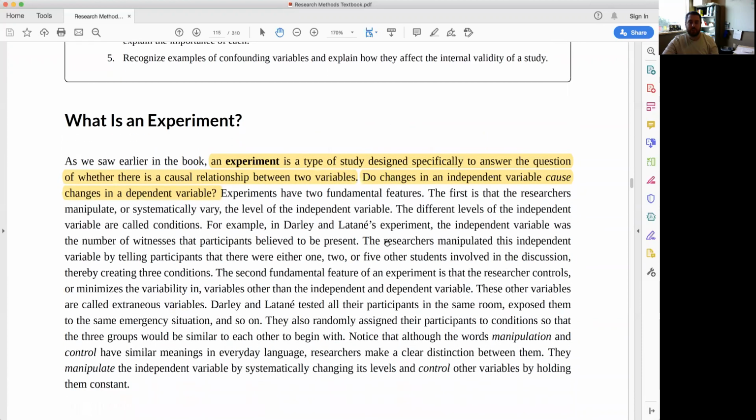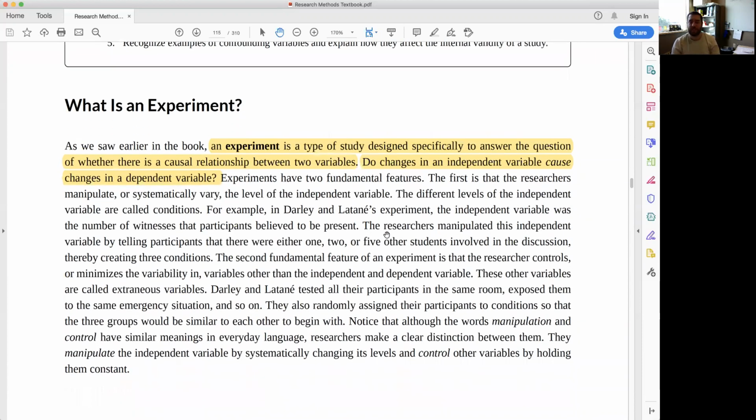So first and foremost, definition of experiment. A type of study designed specifically to answer the question of whether there is a causal relationship between two variables. So again, causal means that one variable is causing a change in another. And we typically break these down into independent variables and dependent variables. Independent variables are the ones that we believe are causing some type of change in the dependent variable.